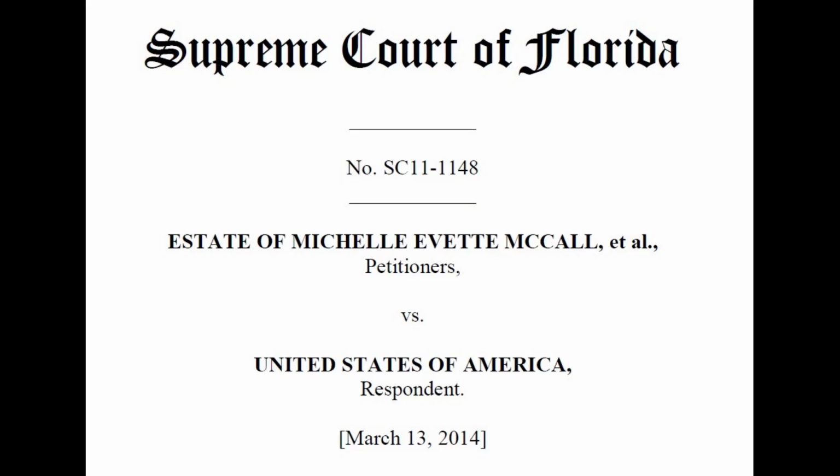Okay, let's start with the first big one. Estate of McCall v. United States, back in 2014. This case was all about wrongful death claims. That's right. So what specific part of the law was under the microscope here?